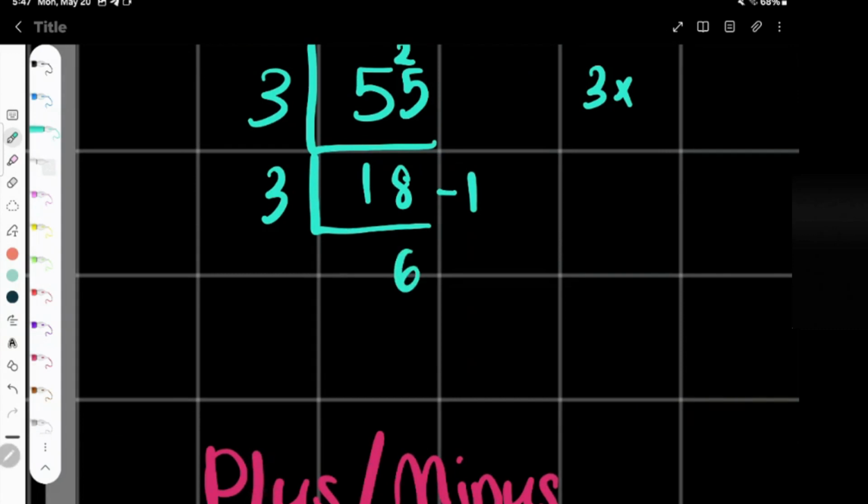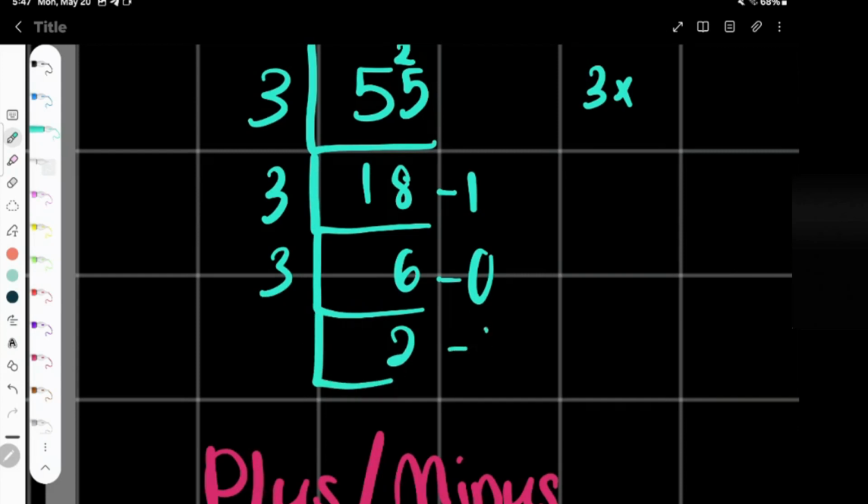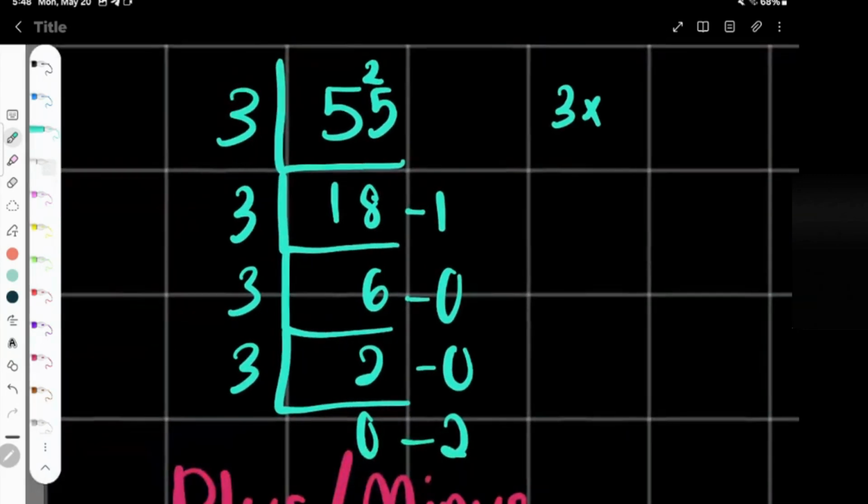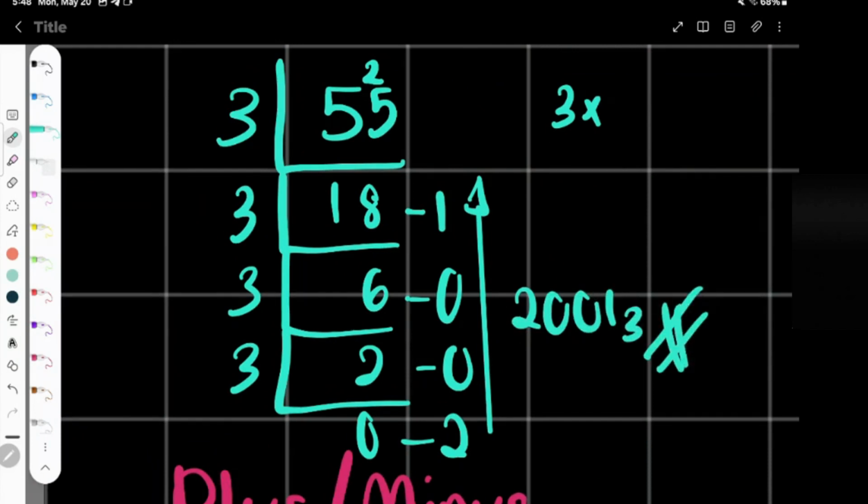6. Okay, and divide by 3 again. The remainder will be 0, of course, right? No remainder. 6 divided by 3 is 2. Is there a remainder? No, 0. Can you divide 2 by 3? No, cannot. So the remainder will be 2. And then for this, you have to read from the bottom to top. So the answer will be 2001 base 3. Ta-da. You understand?